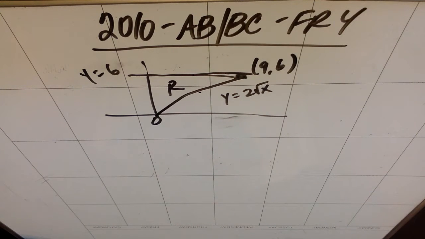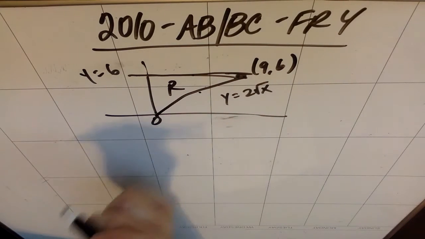We are back at AP Review. We're doing 2010 AB BC Free Response 4. So we have this area R. R is the region in the first quadrant bounded by the graph of y equals 2 root x, the horizontal line y equals 6, and the y-axis, as shown in my terribly drawn figure. Please see the actual AP score or questions to see a better graph.